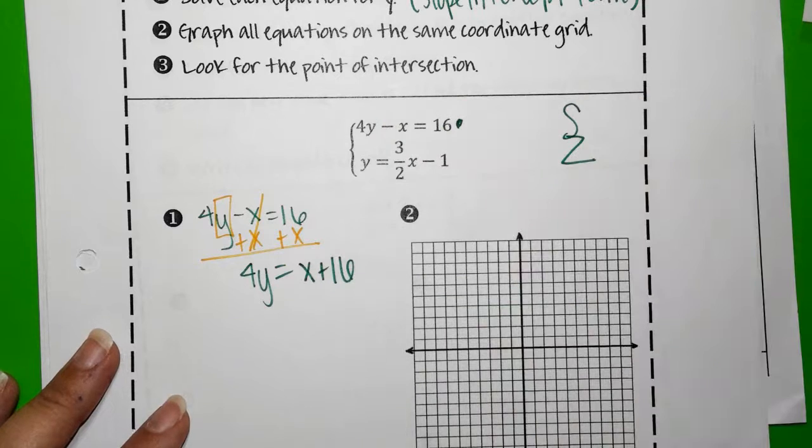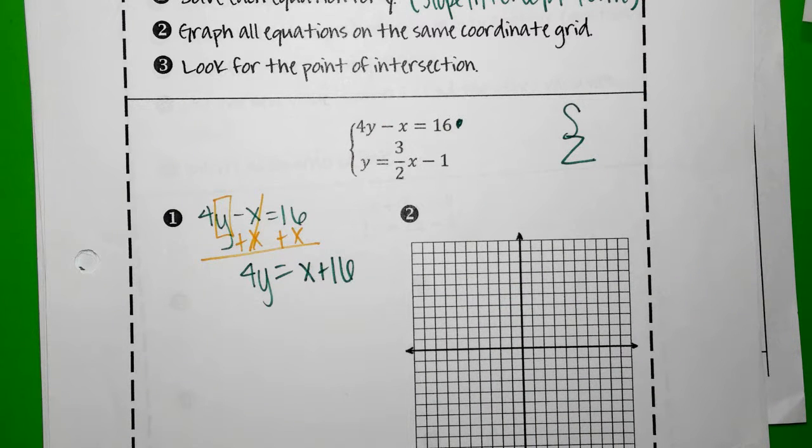And x plus, I hope so. X plus 16. Now, the reason I wrote my x first is because it's in slope-intercept form. Remember y equals mx plus b?